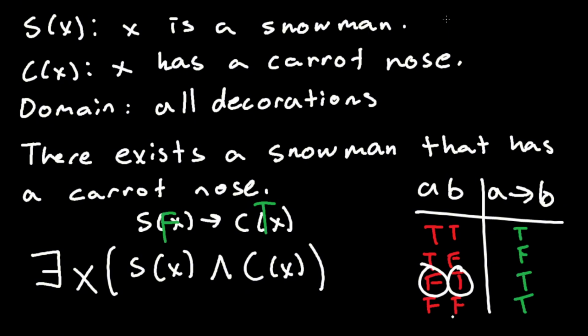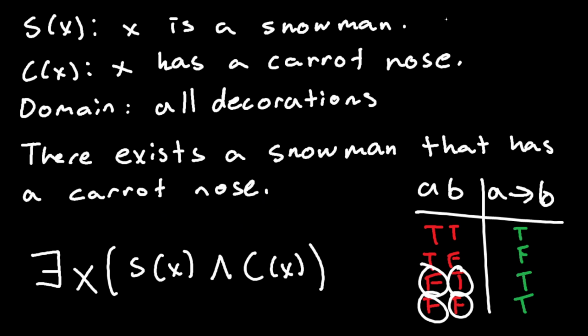But in the case of this guy right here, false, false, I'm basically saying that there is not a snowman and it does not have a carrot nose. It's just a decoration. And this will still give me back a true value in the conditional. That's not what we want. We want a snowman that has a carrot nose. We don't care about all other decorations that aren't a snowman. So the AND operator suits this sentence significantly better, and actually appropriately, in comparison to the conditional. The conditional just makes no sense for this statement.